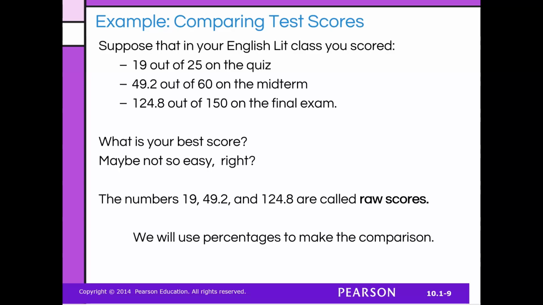Suppose that in your literature class you scored 19 out of 25 on the quiz, 49.2 out of 60 on the midterm, and 124.8 out of 150. It's really hard to tell your best score because we're basically dealing with different denominators here. So these are our raw scores, but to compare them, we're going to turn them into percentages.